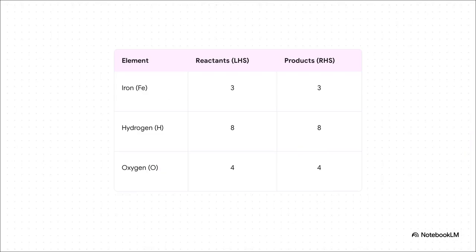And there we go. Look at it now. It's perfect. 3 iron atoms on the left, 3 on the right, 8 hydrogens on both sides, 4 oxygens on both sides. Now the books are balanced. The law is satisfied. And this balanced equation finally tells the true story of what's happening.